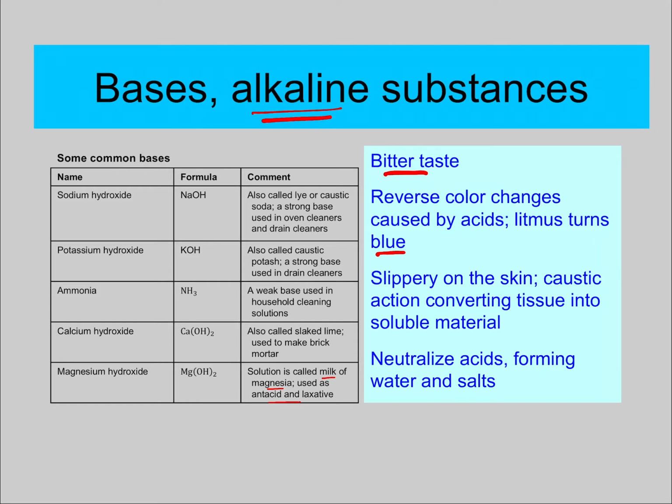Bases tend to be slippery on the skin. The caustic action converts your tissue into soluble materials. So that's why whenever you use oven cleaners, drain cleaners, or ammonia, you really should use gloves, because it will dissolve away the epidermis layer on your skin. And it's really slippery, so you'll know if you have it on you because it's going to feel like a slick material. Now, if acids can neutralize bases, then bases neutralize acids, which form water and salts.